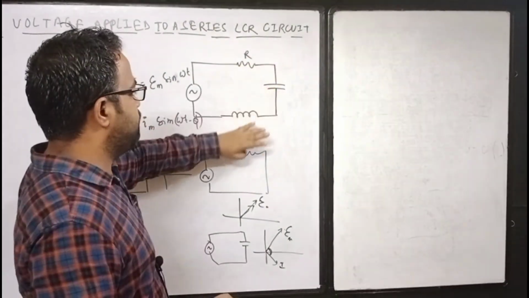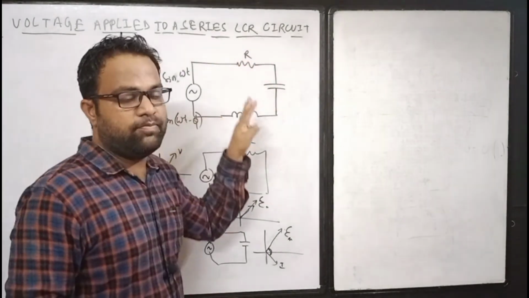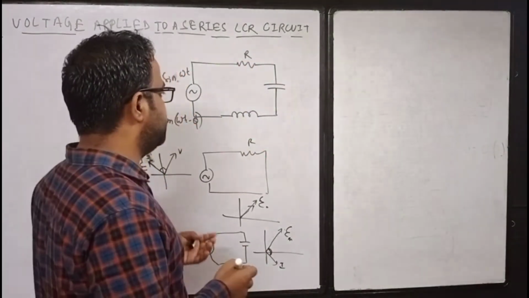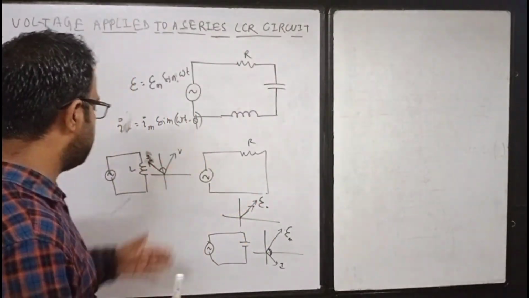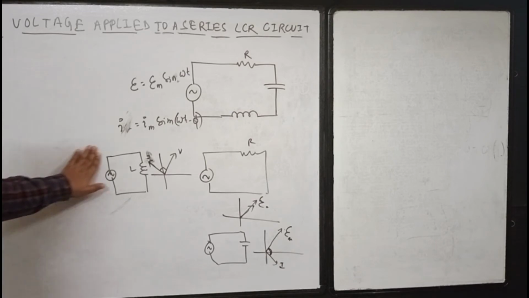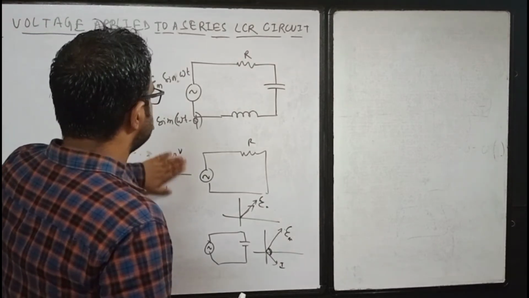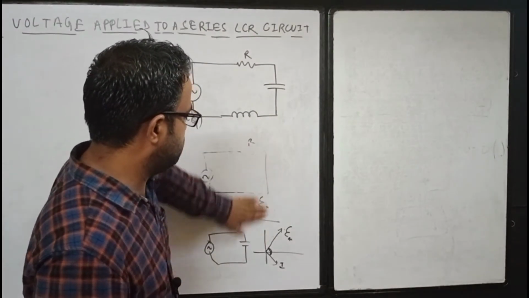So if we include all the three components in a single circuit and connect them in series, we can draw a phasor diagram like this for your LCR circuit. How will you do that?